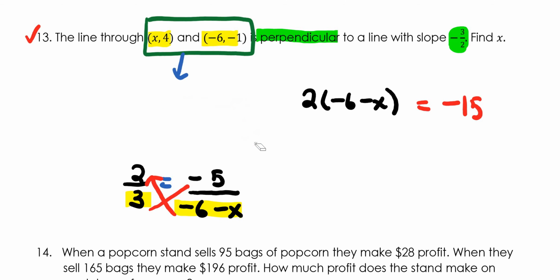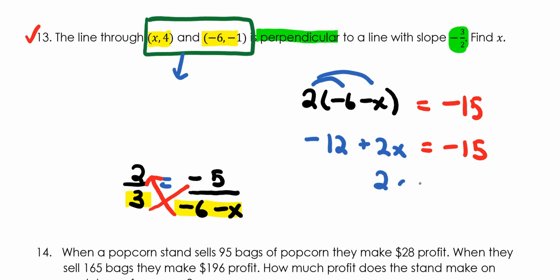Okay, and after that we just solve this equation here by distributing. So 2 times -6 is -12, and 2 times -x is plus 2x, and that equals -15. All right, let's go ahead and solve this. There's a 2x there. The -15 remains on the right-hand side, and then I can add 12 to both sides. And if I do that, I get 2x equals -3.